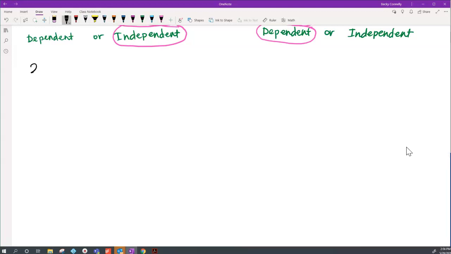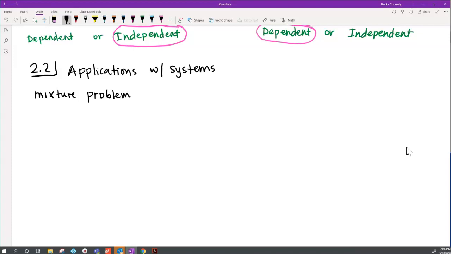Okay, so this is where we're going to start on 2.2, the applications with systems. All right, these systems of equations. So the first type that I saw a lot of people struggling with was kind of a mixture problem. All right, and so when you have a percent of a solution, some kind of a solution that's mixed with another percent of another solution, right? And then you're trying to end up with a certain amount.